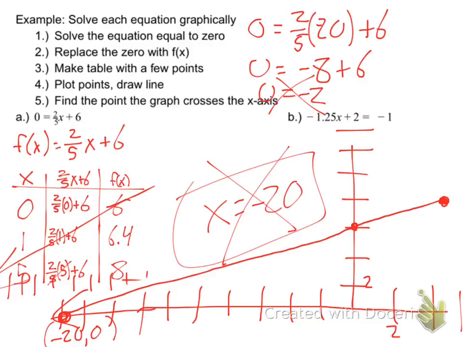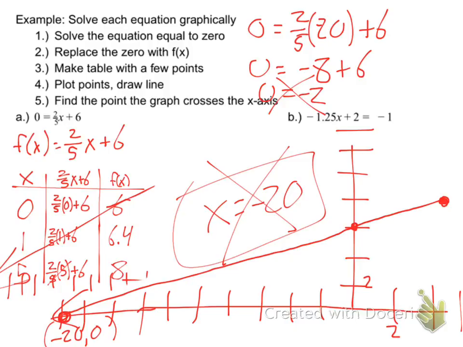Guys, this is what I would like you to do. I would like you to tell me negative 20 is not the solution. Cross it out. This is telling me a lot of information. It tells me that you know how to set up a table, you know how to plot points, you know how to draw a line, you know to look for an x-intercept. It's just that your graph was not very accurate.